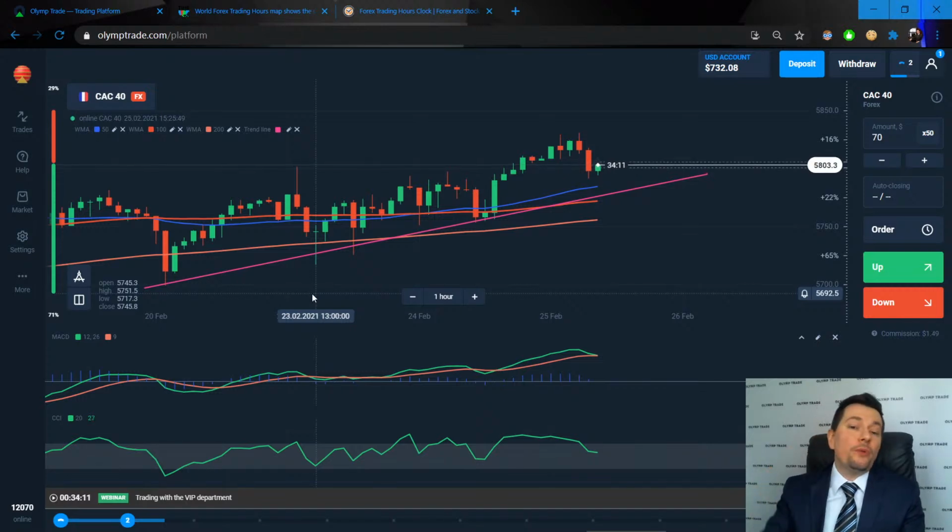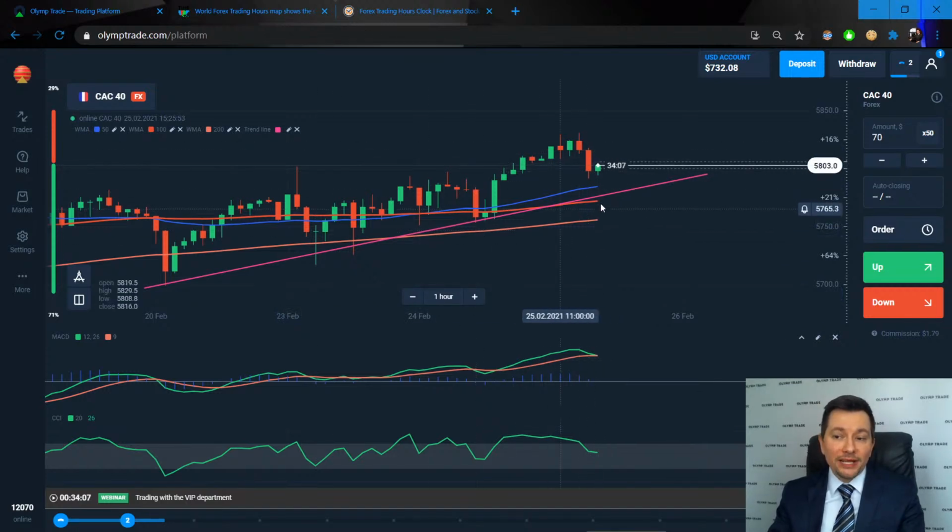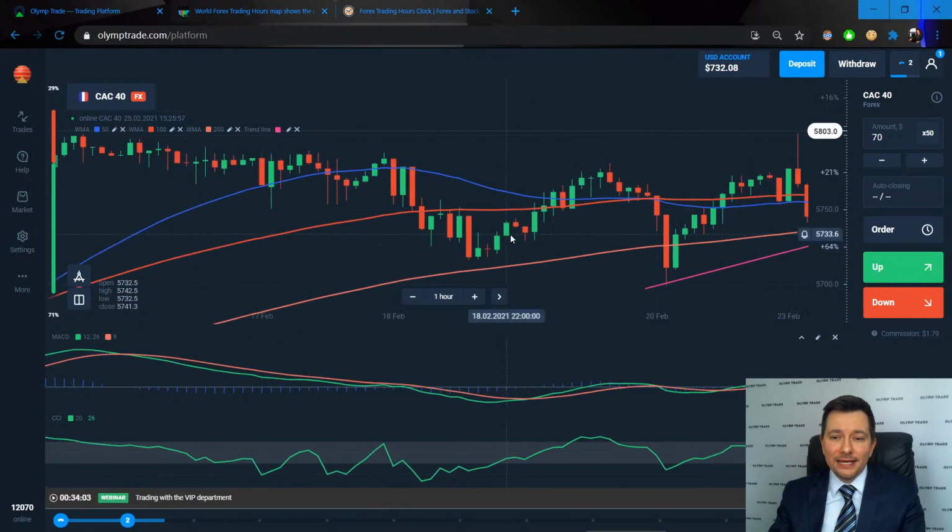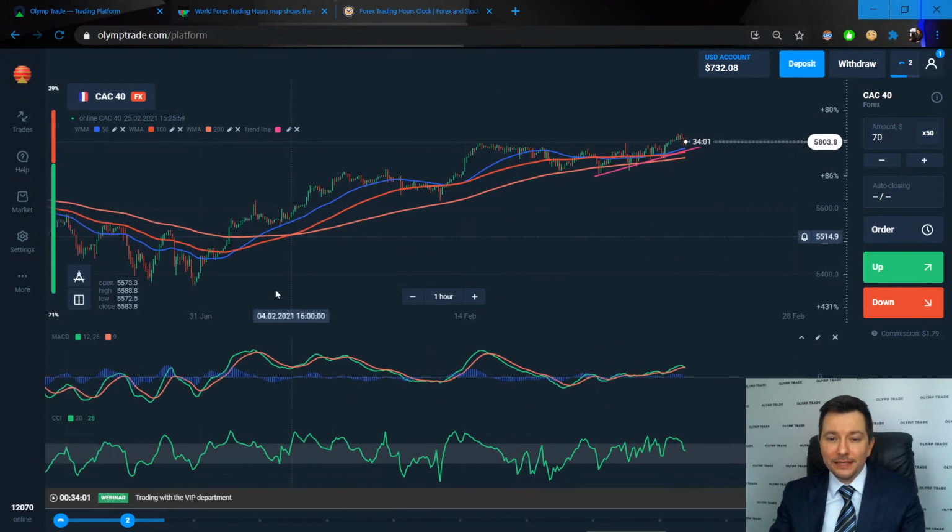So how do we spot a trend reversal? On the hourly graph, if price action breaks this level, and doesn't break it like this, but breaks it like, will be a good example, like so. Let me show you.